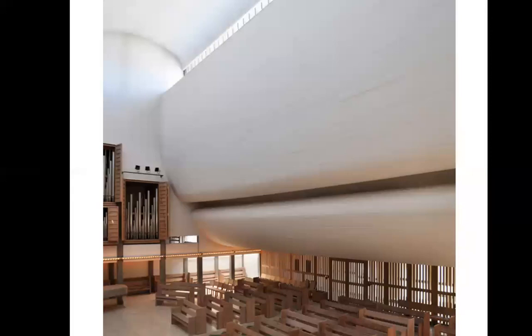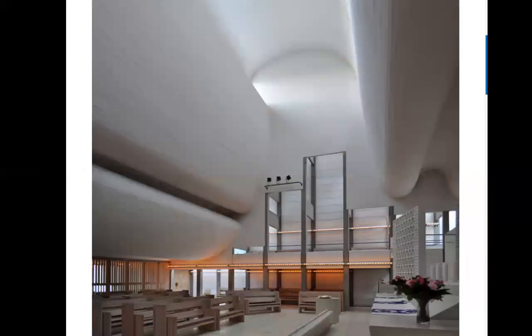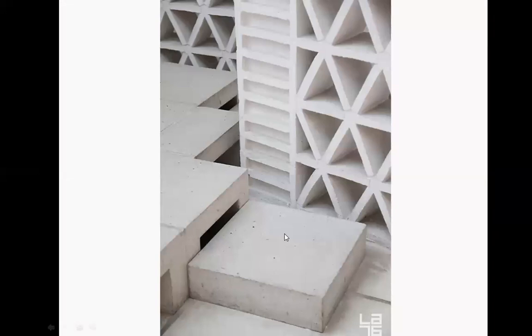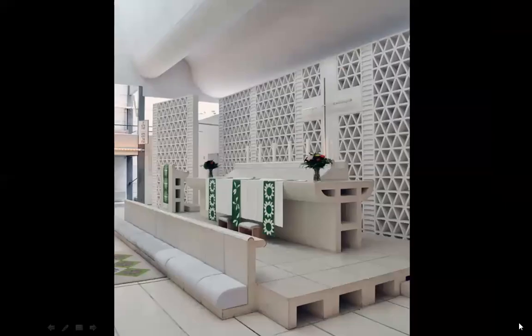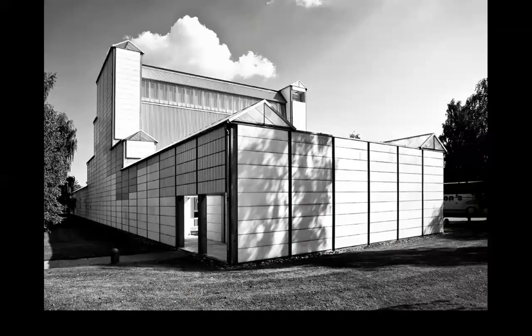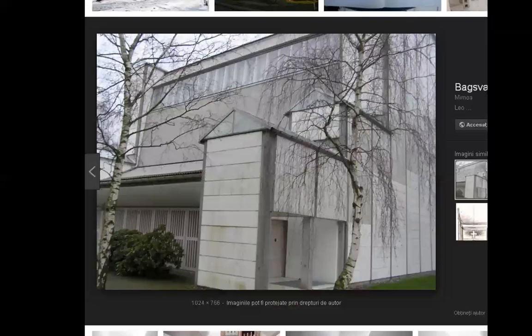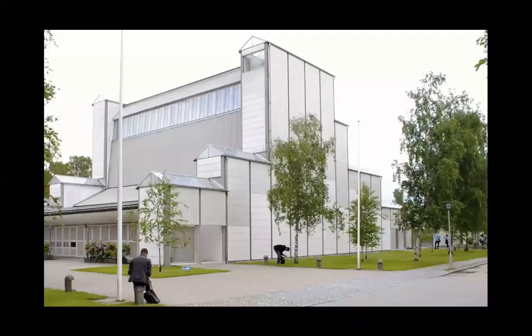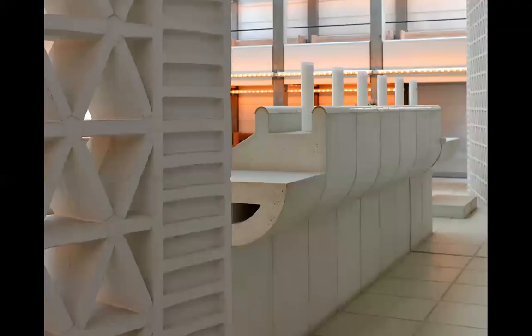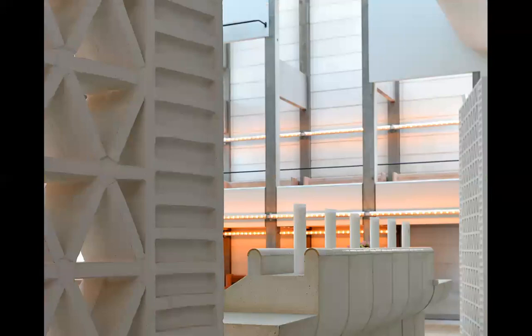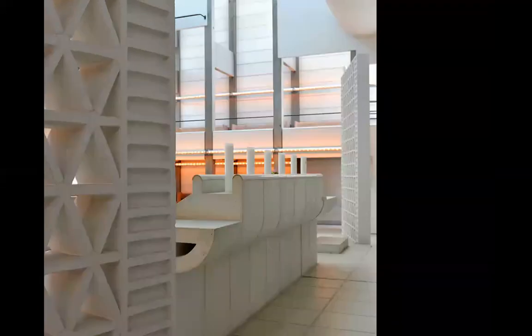On the other hand, it also has surprises, like here. It's an architecture that doesn't say everything about itself from the outside. I mean, look at this step here. There are interesting things happening here, even at the level of detail. There is even a discrete form of ornamentation, very discrete, but it exists.